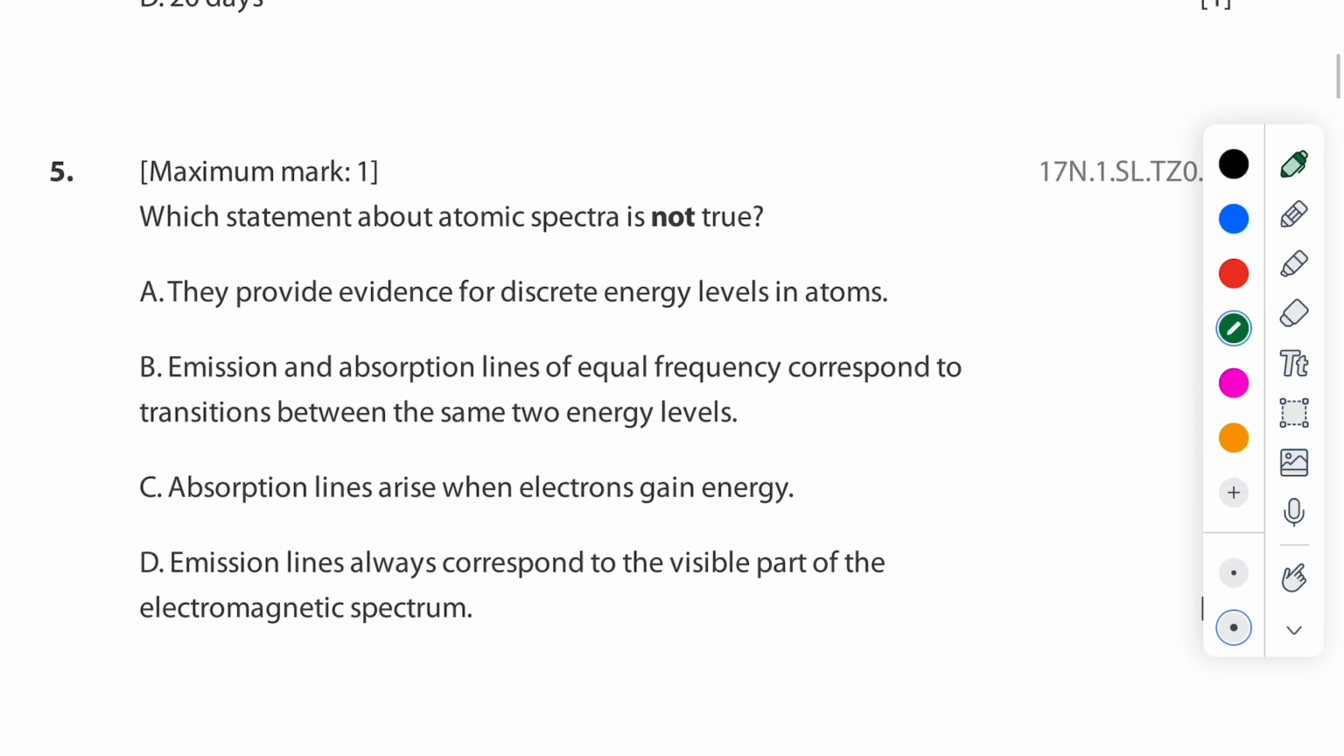Question number 5. Which statement about atomic spectra is not true? We know that atomic spectra are due to discrete energy levels in atoms. So this is a correct statement. And atomic spectra can be either emission or absorption. That is also correct. Absorption is because of gain of energy and emission is because of loss of energy. So this is also correct. And we are left with the fourth option: emission lines always correspond to the visible part of the electromagnetic spectrum. No, it can be for the invisible part also. So option D is the correct option, which is not true for atomic spectra.